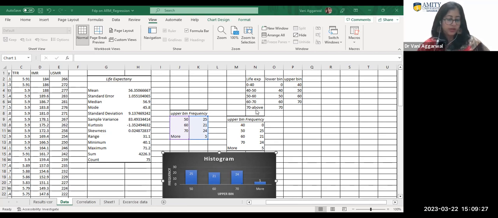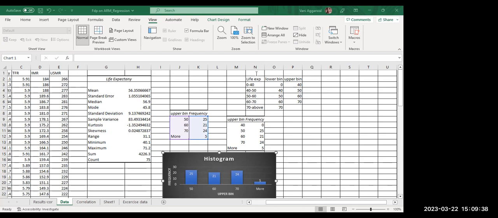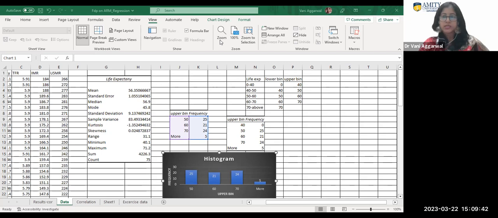No, Tanima, why have you created 50, 60, and 70 for IMR? Is this the correct interval? What is the maximum and minimum of infant mortality rate? Yes, ma'am, I'm changing it. Yeah. First calculate descriptive statistics and then do the correct.